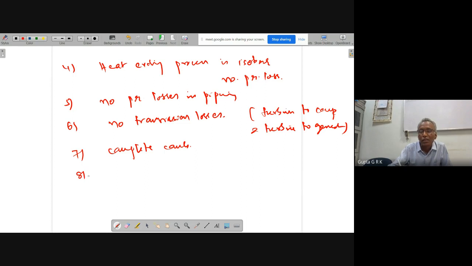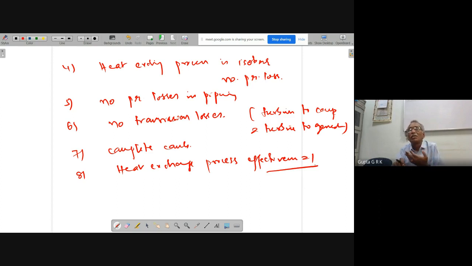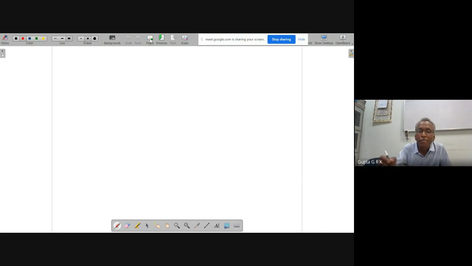And next, another thing is heat exchange process effectiveness is equal to 1. Okay, so that is, one loses heat, one gains heat. The difference in temperatures, or the heat lost, is completely taken by the other one. So then this is called heat exchange process 1. Okay, so these are the various assumptions we make. So we go to what is called the ideal cycle.